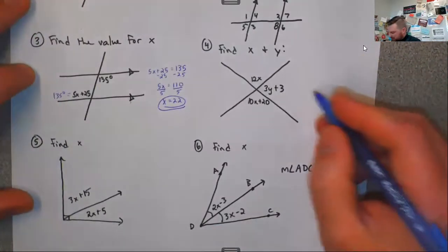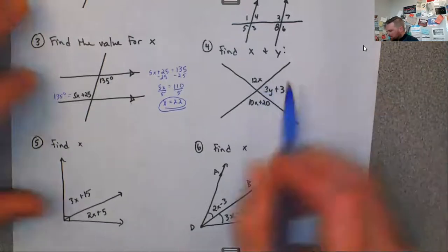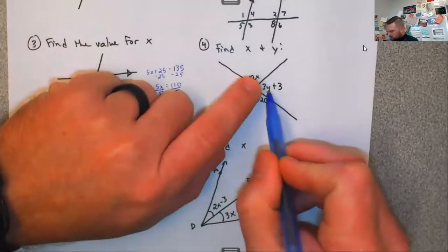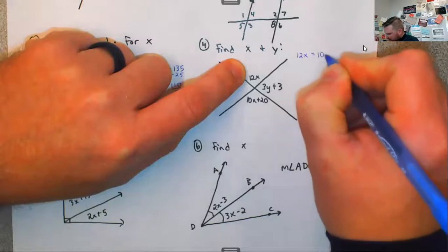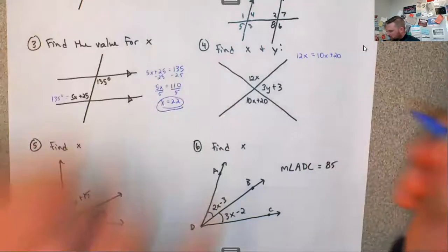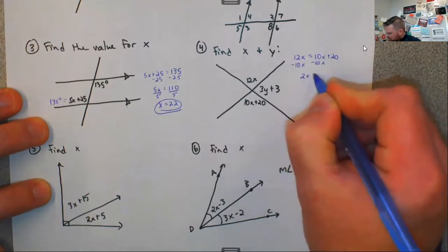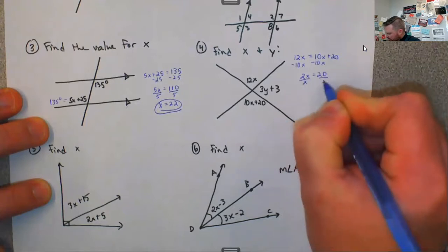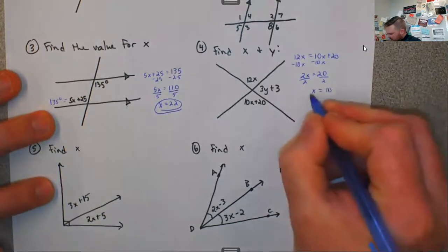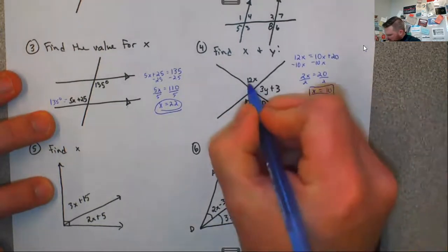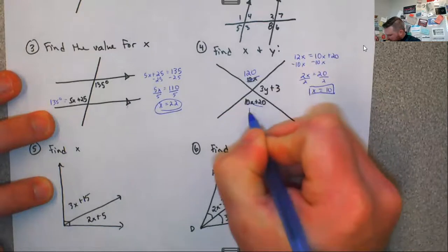Here's one, find x and y. I've got vertical angles right here with both x's, and these have an x and a y in it. So I don't want to compare those, I want to compare the x's. So we have 12x equals 10x plus 20, because we know vertical angles are always congruent. Subtract 10x, 2x equals 20, divide both sides by 2, and x is 10. So that's x. We could go ahead and find these angles. 12 times 10 is 120, and this is also 120.